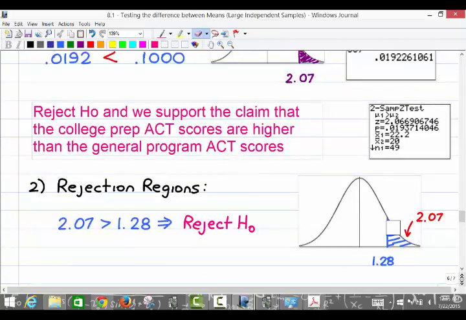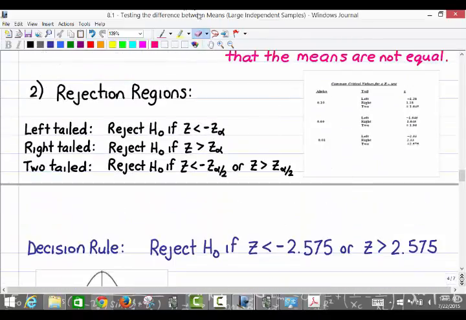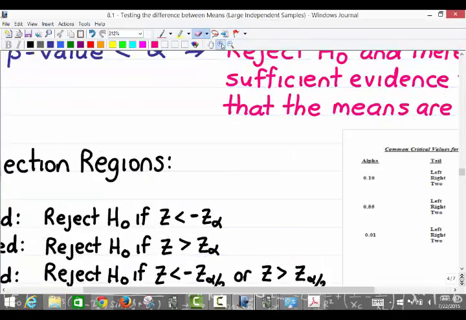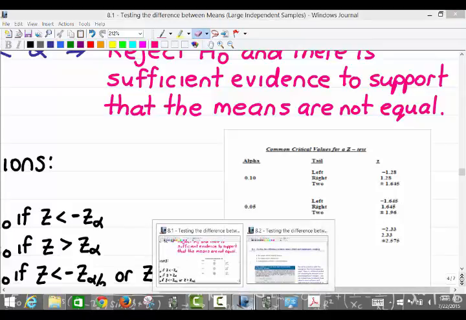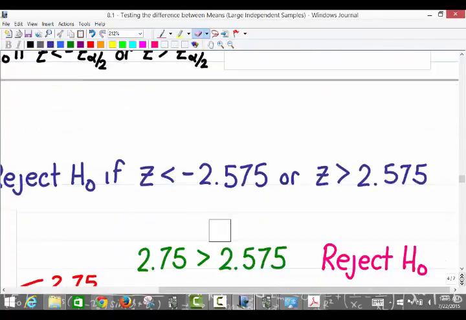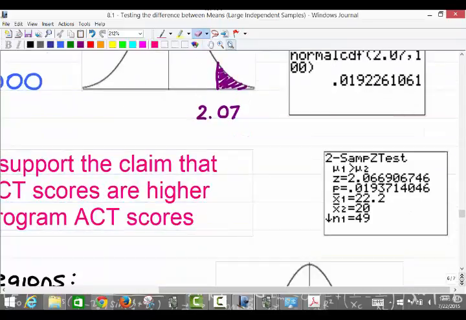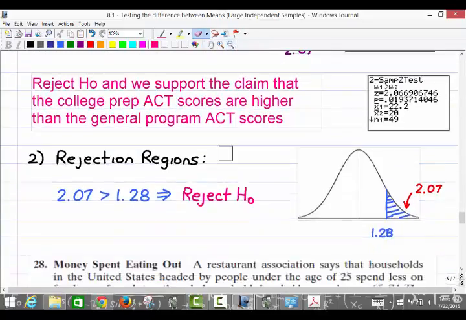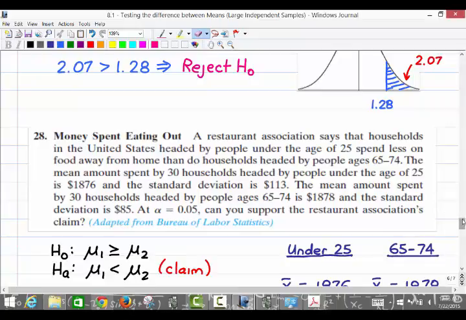Then you can do the critical value, which would be 1.28 from right up here in that chart. Yeah, right-tailed 0.10 is positive 1.28. And so still reject. It looks like we've had reject every time. Don't assume the answer is reject every time, but we've had quite a few rejects here.